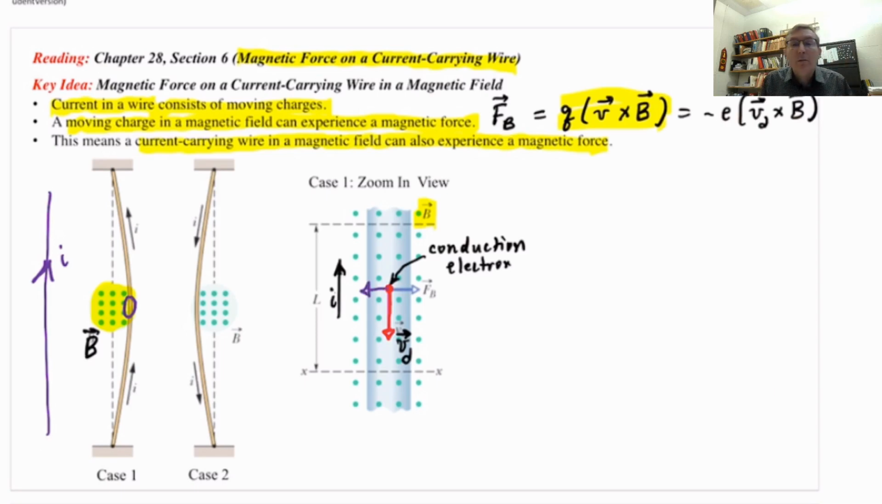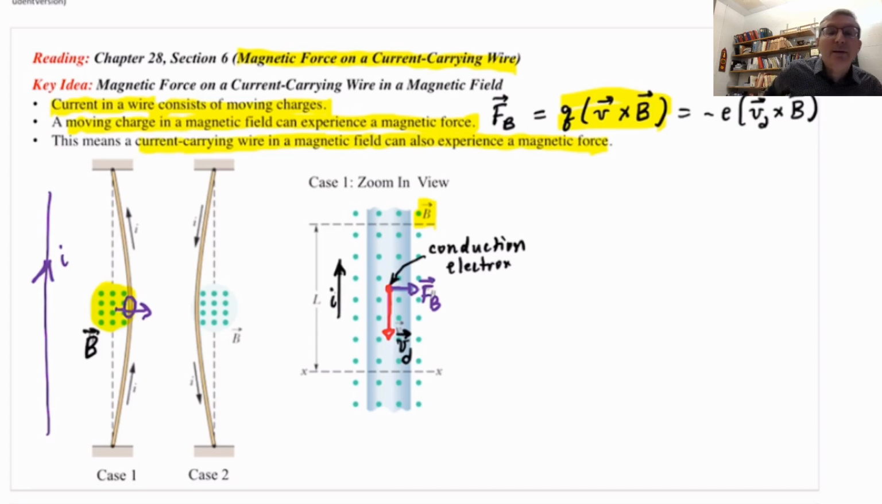That way. But because the particle, the conduction electron, has negative charge, the magnetic force is opposite to that. So the magnetic force, FB, on this conduction electron is to the right. But the force to the right would be consistent with this picture here on the left showing case 1, showing the wire being deflected rightward. Okay? So ultimately the source of that deflection of the wire comes from this formula, Q times V cross B. That's one of the things we wanted you to see.